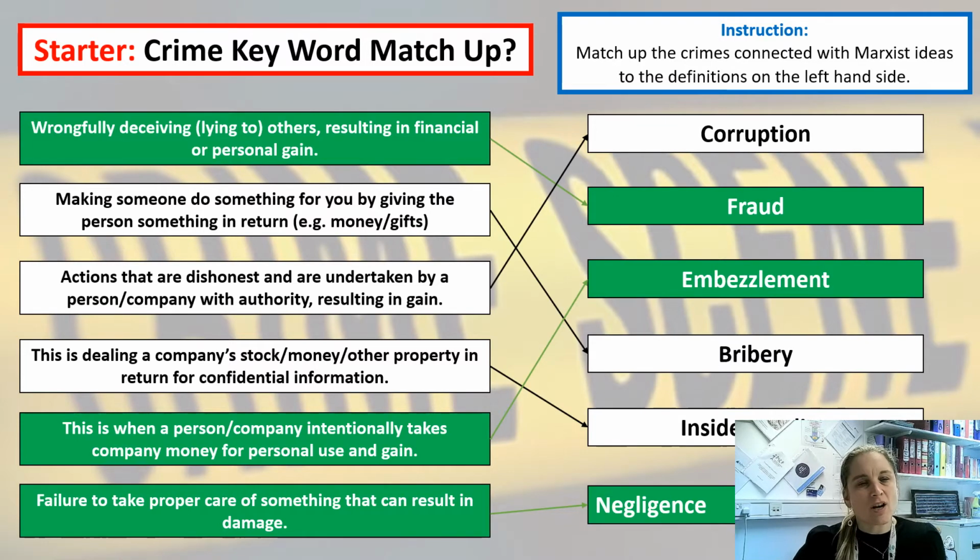The ones here then that are highlighted in green need to be put into your glossary. So fraud being wrongfully deceiving others, resulting in financial or personal gain. Embezzlement being when a company or person intentionally takes company money for personal use or gain. And negligence, failure to take proper care of something that can result in damage. Those three need to be put into your glossary. So press pause and do that, please.